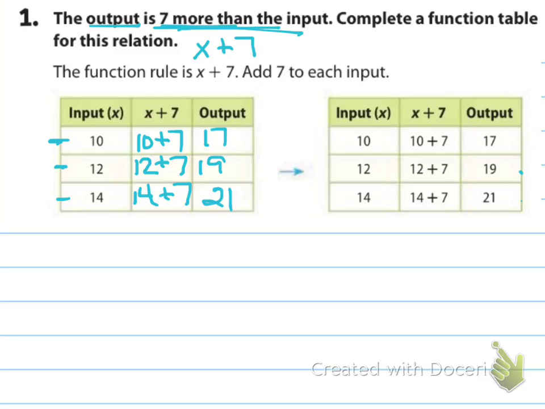Alright, so for number 1, it says the output is 7 more than the input, which is like saying x plus 7, because we know input is x, right? And output is our y. And we'll talk about that in just a moment. It says complete the function table for this relation. So the function rule is x plus 7. We're going to add 7 to each input. So we've got the input is 10, so we're going to do 10 plus 7, which is 17. If the input is 12, then the output's 19. If the input is 14, then the output is 21, because we're adding 7 each time. And so that's what this represents.